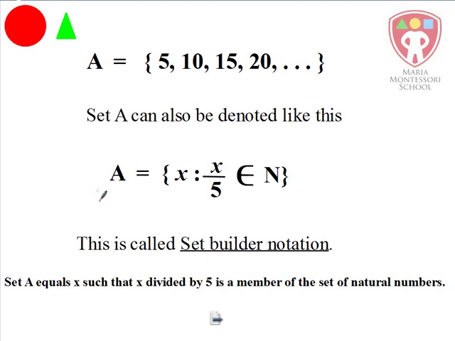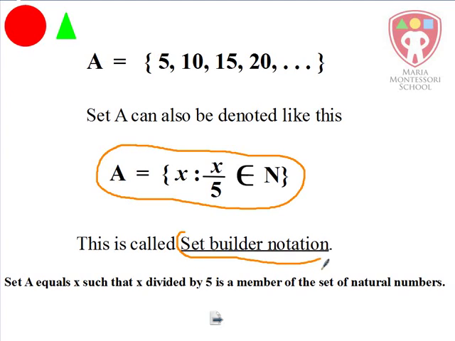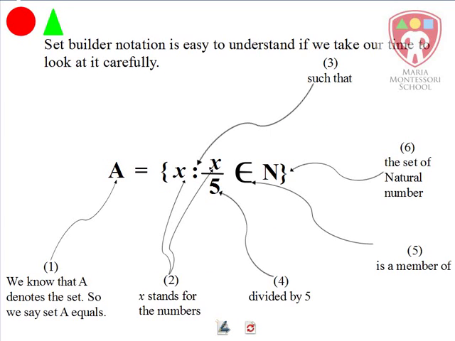Welcome back. Here we have what we call set builder notation. This information here tells us why set A is what it is, and we call it set builder notation. And if it looks a bit tricky, don't worry, it is quite easy to understand. In words, we would say that set A equals x such that x divided by 5 is a member of the set of natural numbers. Set builder notation is easy to understand if we take our time to look at it carefully. Let's take our time to look at it now.